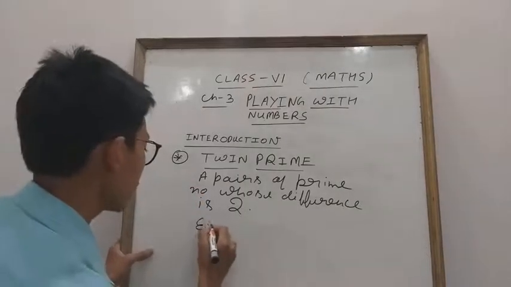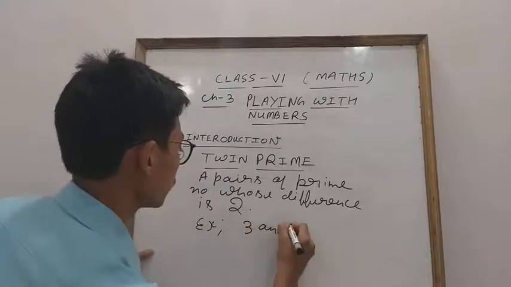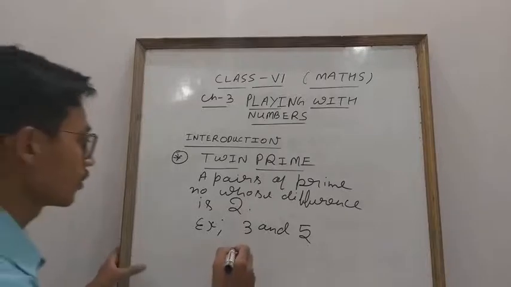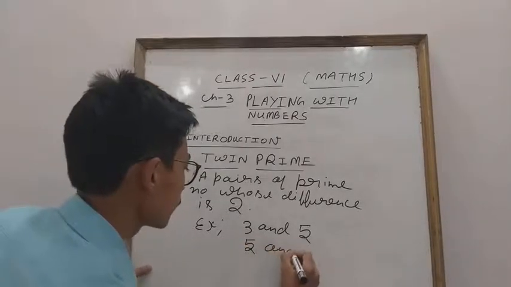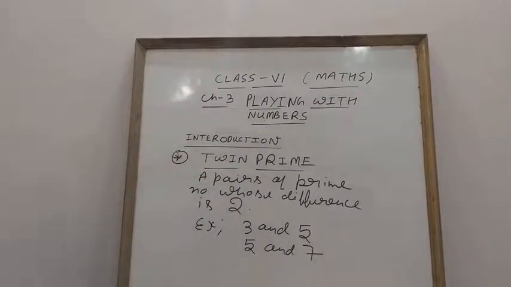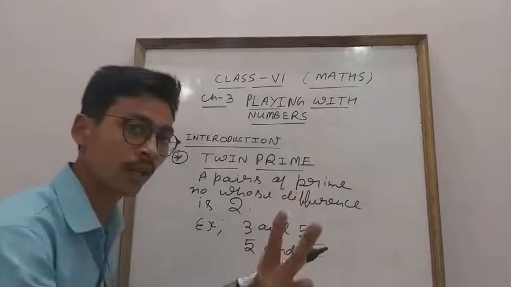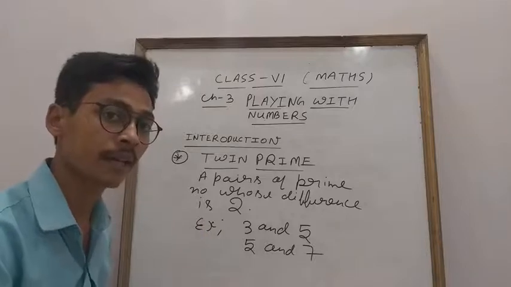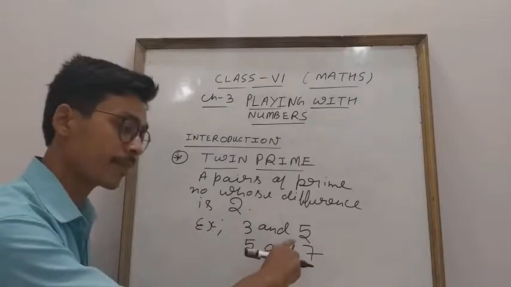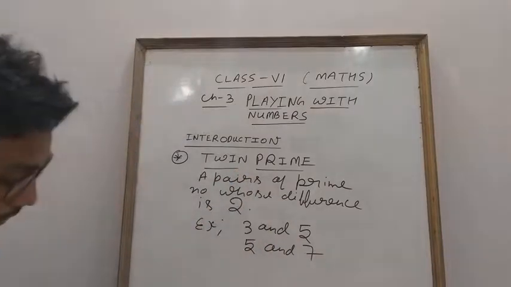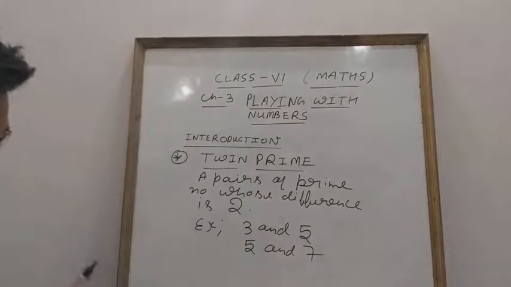Like I can take the example 3 and 5. See, they are prime numbers and the difference between them is 2. Next example, you can also take 5 and 7. Clear student? So these are pairs of twin primes. Prime number means having only two factors, one and the number itself. Twin prime means a pair of prime numbers having a difference of 2. Like 3 and 5, they are prime and also have a difference of 2. Twin means you know, 2. So this is the concept of twin prime. Clear student?